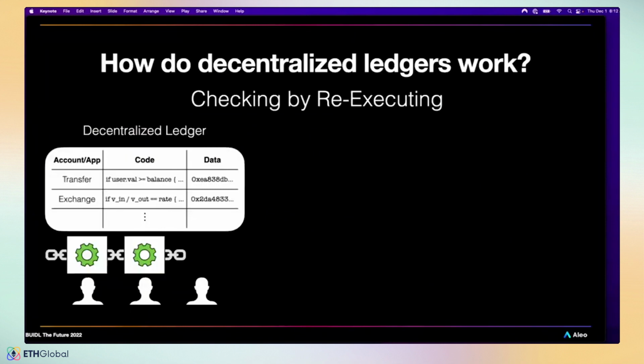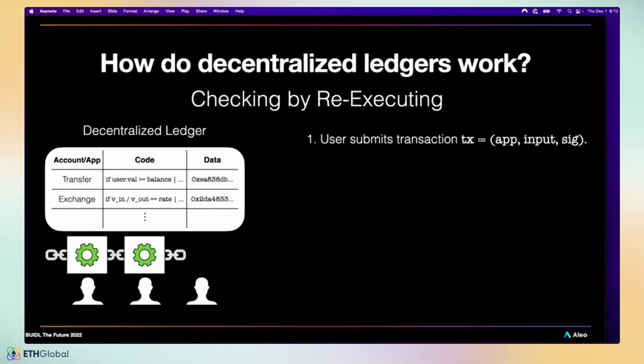On the left here, we have a ledger. On each row, you have an account or an application, associated code, and data. And this is over a distributed network. Fundamentally, decentralized ledgers enforce correctness and guarantee security by re-executing computations on the network. And how does this work?